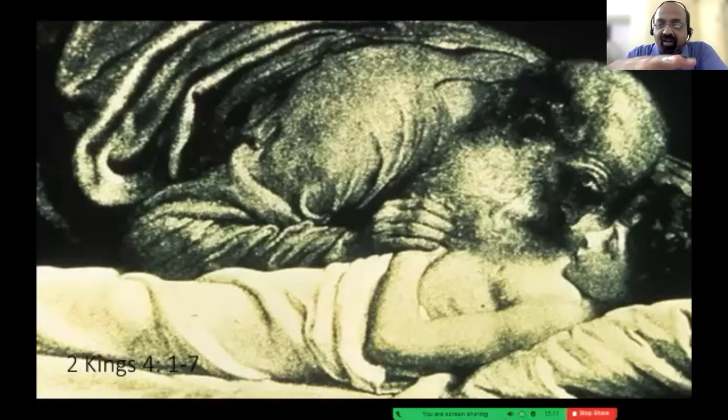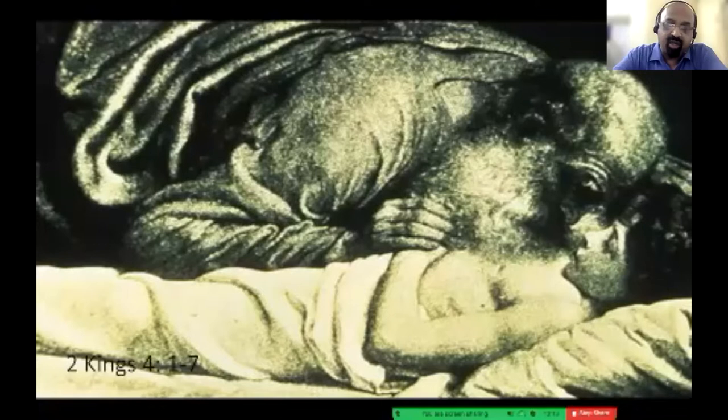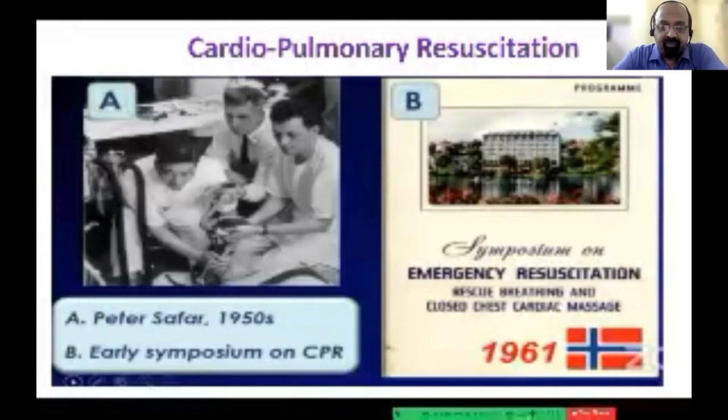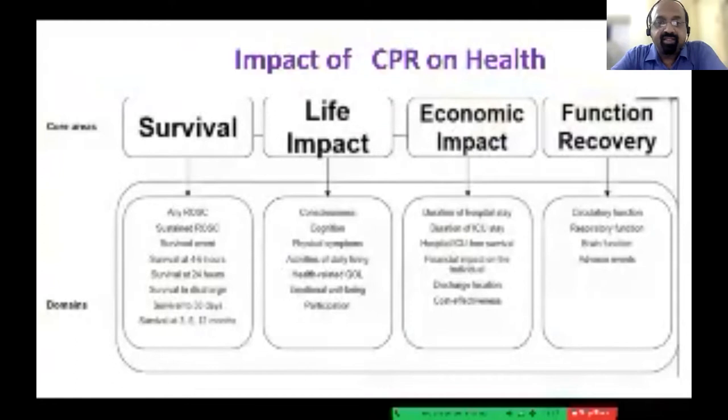But this is about modern CPR. This slide shows Peter Safar, the father of, or a pioneer in, modern CPR, with another doctor, Carl Elam. They were both pioneers of CPR and a lot of resuscitation starting from the 1950s and 60s. So what has been the impact of CPR on health: survival, life impact, economic and functional.